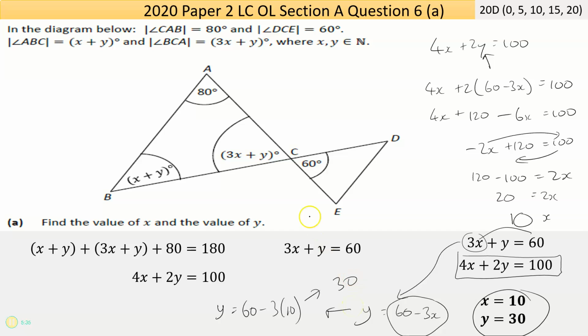Okay, so I found what these are. Now, I only asked to find what x and y are, but this angle here would be 30 and 10 is 40. This one here would be 3 times 10 is 30, plus 30 is 60. So if you add them up, 40 plus 60 is 100, plus 80 is 180. So it kind of makes sense. This is 60 because we knew it was 60 because it's the opposite angles. So it's all matching up with what we expect. And there's your 20 marks.